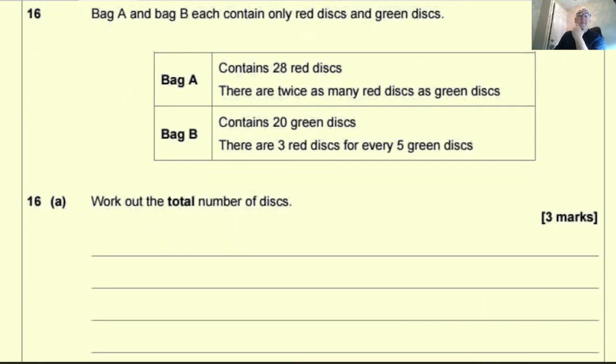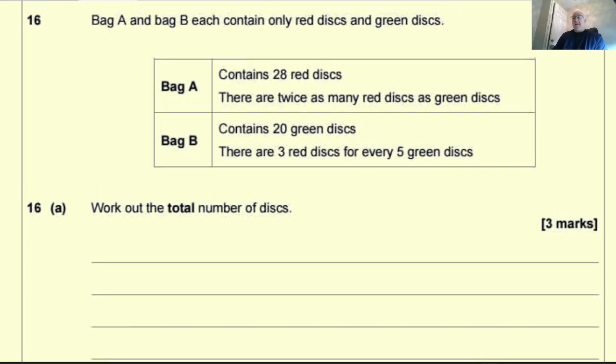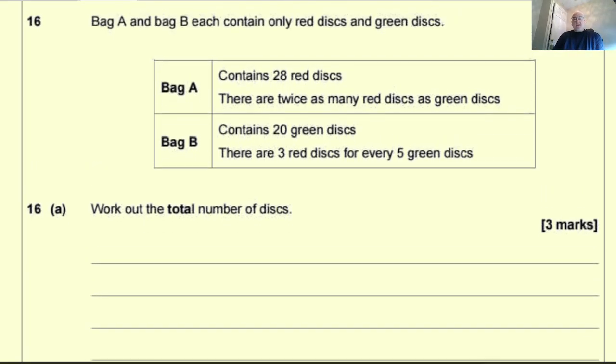Question 16. Bag A and bag B each contain only red discs and green discs. Bag A contains 28 red discs. There are twice as many red discs as green discs. Bag B contains 20 green discs. There are 3 red discs for every 5 green discs. Work out the total number of discs.